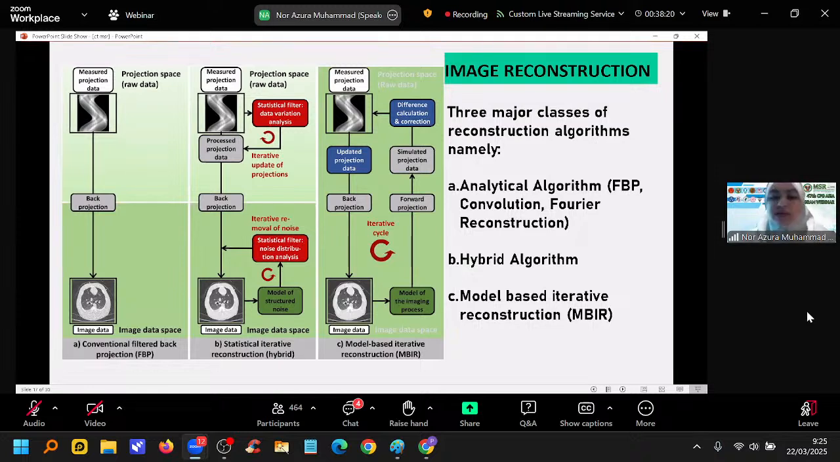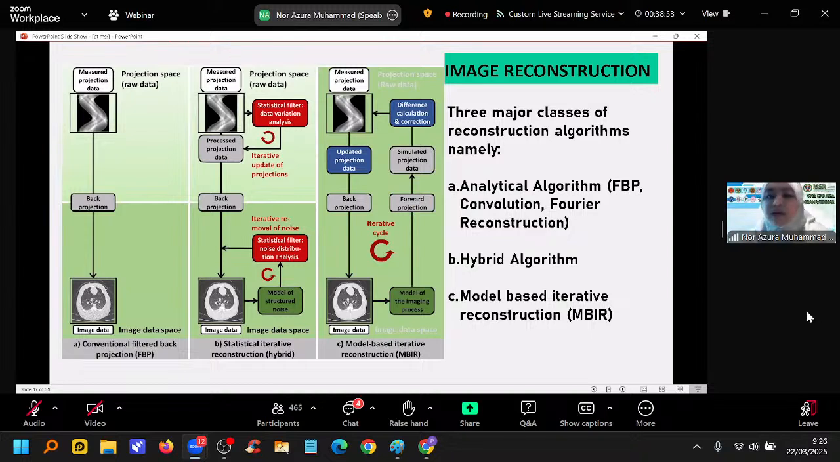hybrid algorithm, which is a statistical iterative reconstruction. So this one also starts with the raw data and then cleans it up in steps, removing noise and improving clarity. It's like we're editing a photo using filters again and again until it looks just right. Okay, this method still combines or mixes with the old school FBP, filtered back projection, with a smart correction. That's why we call it hybrid.